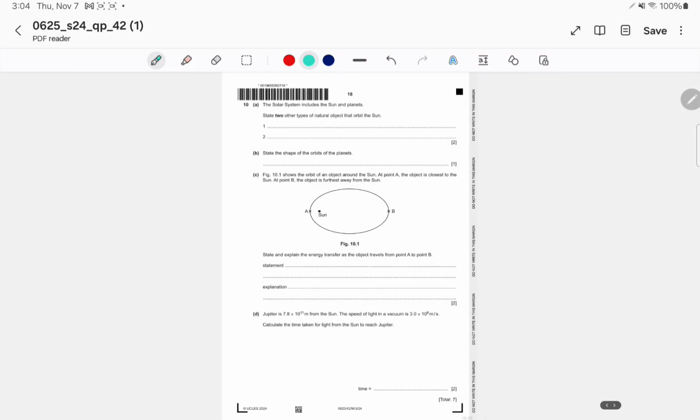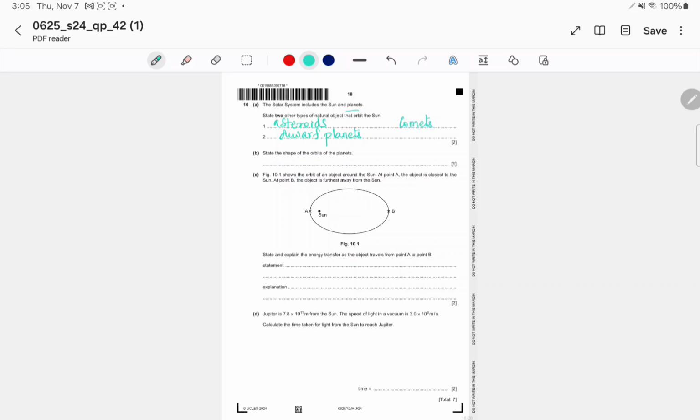Next question. 10th question. The solar system includes the sun and planets. State two other types of natural objects that orbit the sun. What are the things we have? One is planets, sun, then asteroids, then dwarf planets. Third, if you want to write, it is comets. All three are correct.